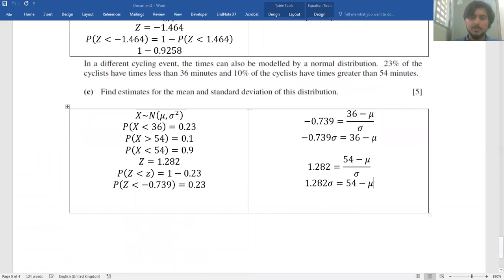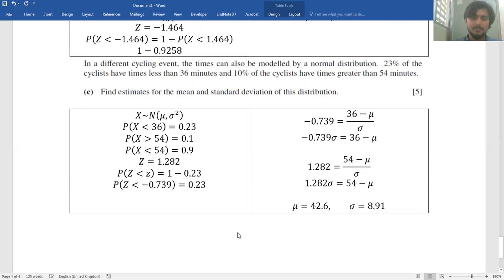Okay, once we solve these two equations simultaneously, we get our mean and our variance, which should be 42.6 and 8.91. Class, moving on to the next question.